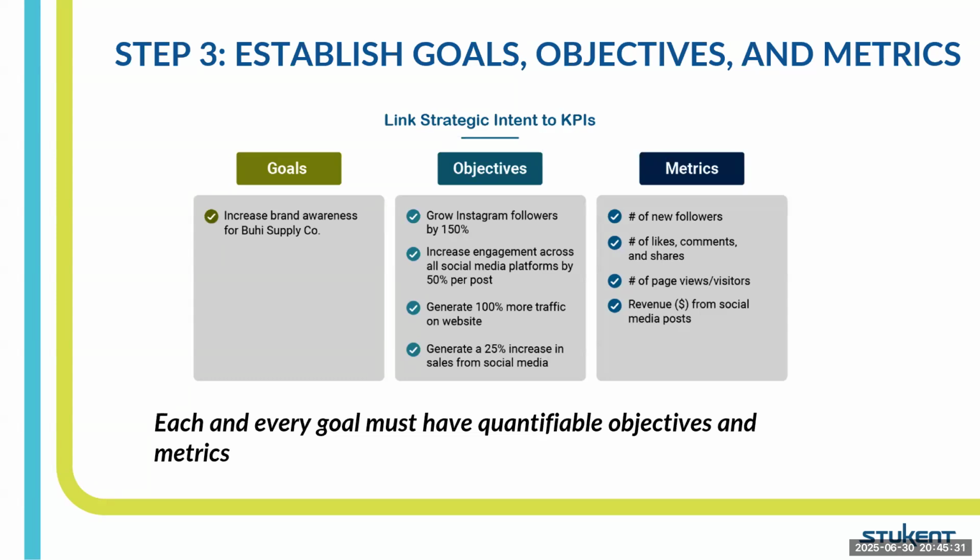Increase brand awareness. The objectives are where you have numbers that you're trying to reach. Not just numbers. Usually it's percentages like you see here. Grow Instagram followers by 150%. Increase engagements by 50% per post. These are not live numbers. These are just percentages so that you can maintain these year over year. Like each year, strive to hit these goals. These are kind of lofty goals.